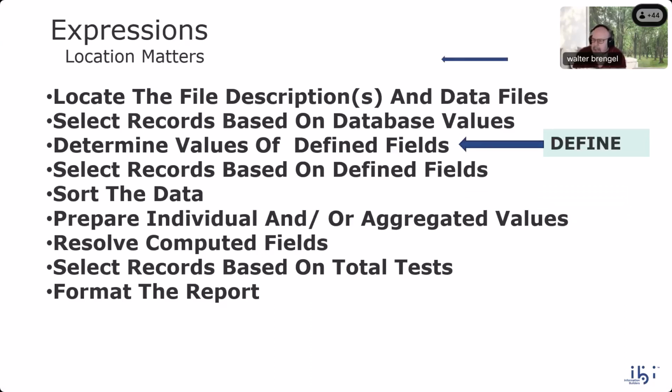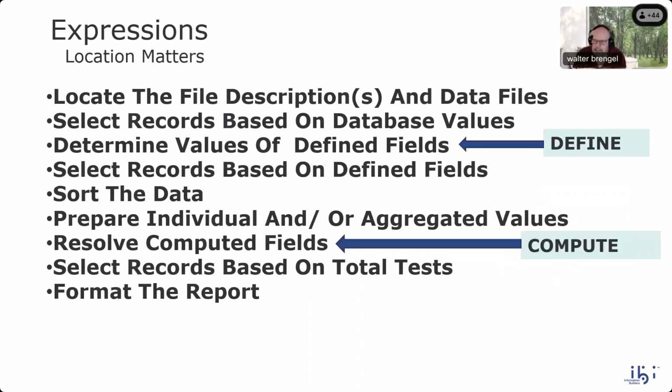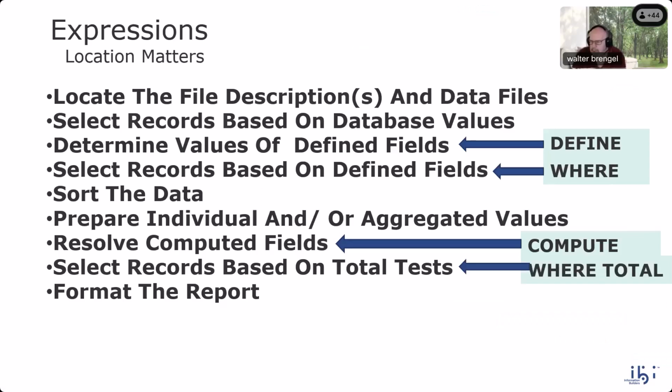So we've got define and compute. One happens as you read the record, so it's record by record on the input. The compute happens on the output after you've summed, sorted and aggregated. Record selections based on real fields and defines happen with the where, again record by record, and then the where total tests happen after everything's aggregated.